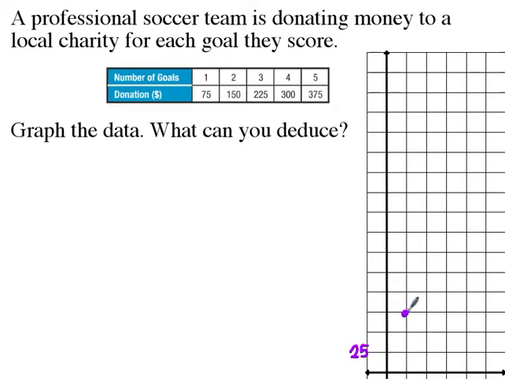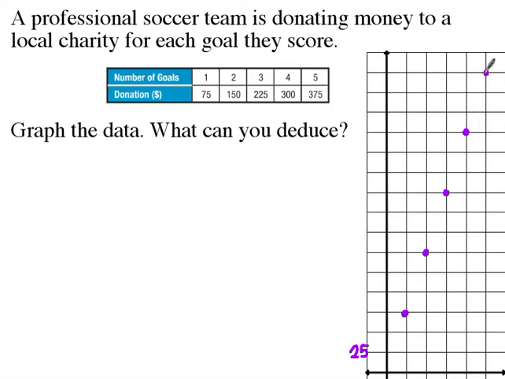Now the best thing I can tell you to do is think about money. Count that way, because that will help you. 2, and then 150, which would be $1.50. So at 2, I'm going to go 25, 50, 75, 100, 25, 50. 3, 225. So 25, 50, 75, $1. 25, 50, 75, $2, and then 225. And then 4, 300. And then 5, 375.